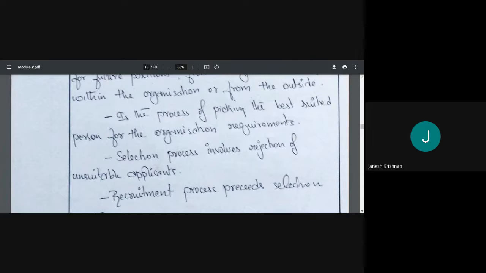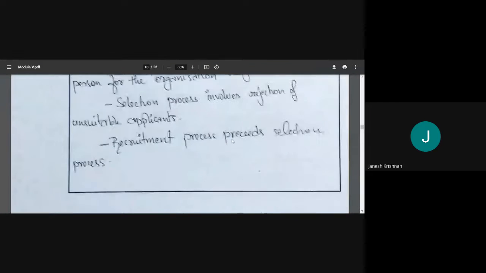So recruitment means we are making a situation where people will apply for the job in my company. We are making sure that people know that there's a requirement and people are applying for the job. People should apply if they know there's a requirement. So after recruitment, we will be doing selection.